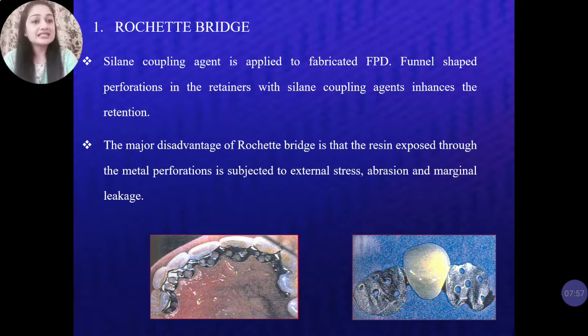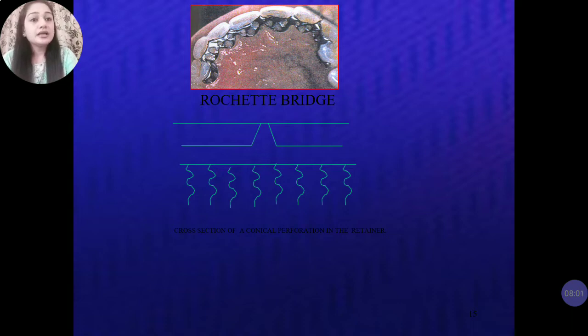So here we can see the design of Rochette bridge. Here we can see the cross section of Rochette bridge. This is a cross section of the wing of Rochette bridge, wherein we can see the funnel shaped perforation. The base of perforation is towards the tooth surface.